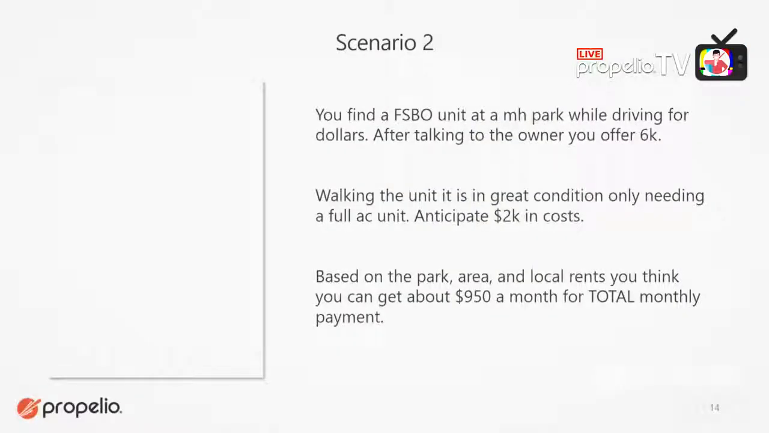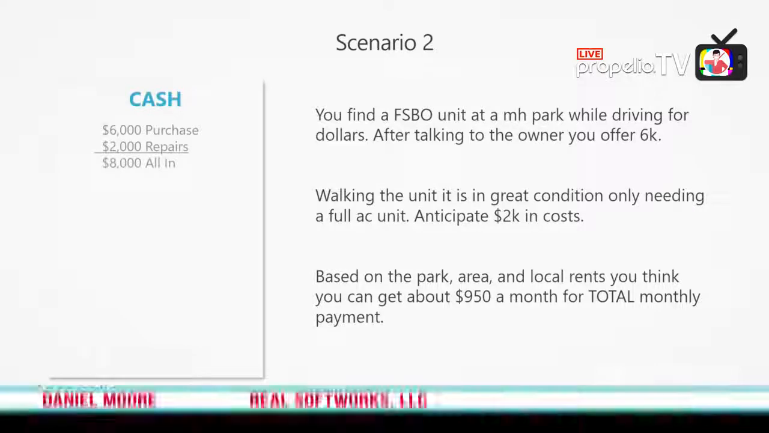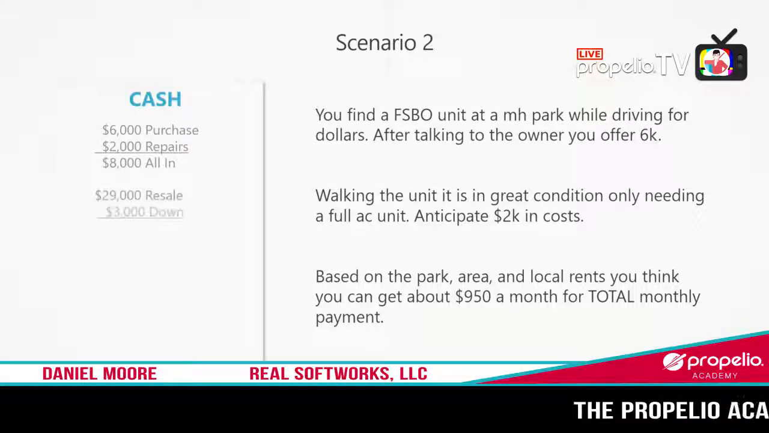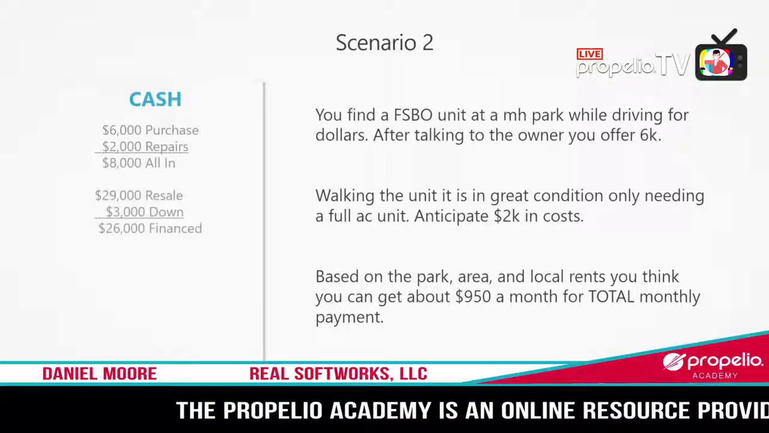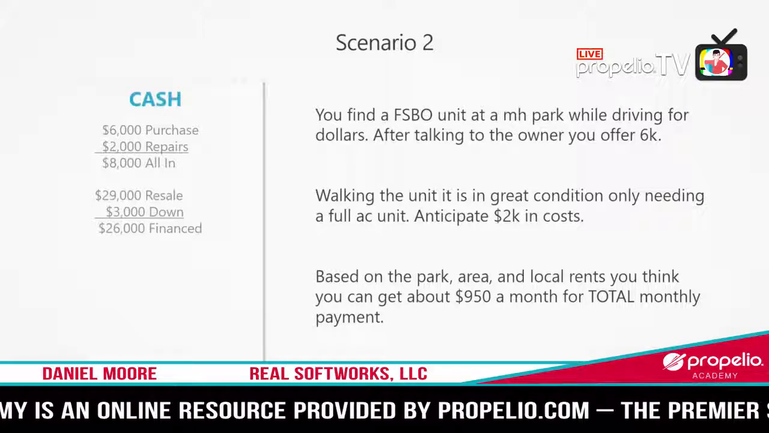Scenario number 2. I find a FSBO and I'm gonna go ahead and buy it for $6 grand. Walk in the unit, I need $2,000 in repairs, putting me up to about $8 grand total all in. Based upon local rents, I think I can get it for about $950 a month on the total payments. All right, $6,000 on the purchase, $2,000 in repairs, $8 grand all in. $29,000 on the resale with $3,000 down gets me to $26,000 financed.